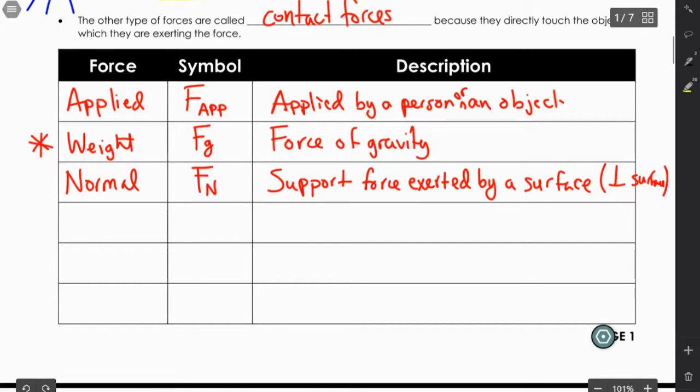And the other thing is it's perpendicular to the surface. There's a math term called normal, and that just tells us that it's perpendicular. So if it says to draw a normal to that line segment, you're drawing a perpendicular line to the line segment.